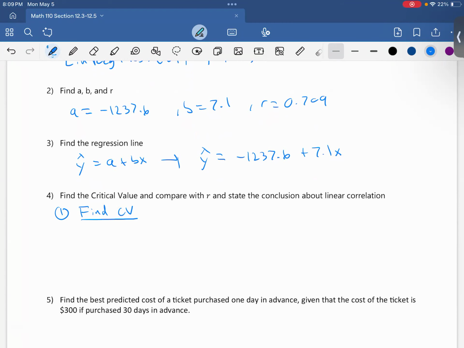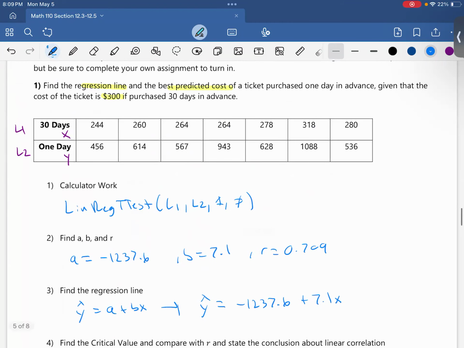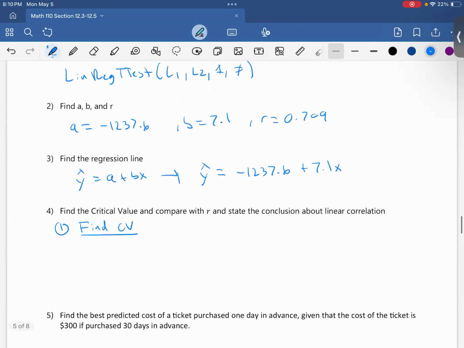Okay, so here we had to know our sample size. We have about 7 pieces of data, so this means n equals 7. Our alpha is not given to us, so we assume it's 0.05. And then all this leads to, if you view your table, a critical value of 0.754.